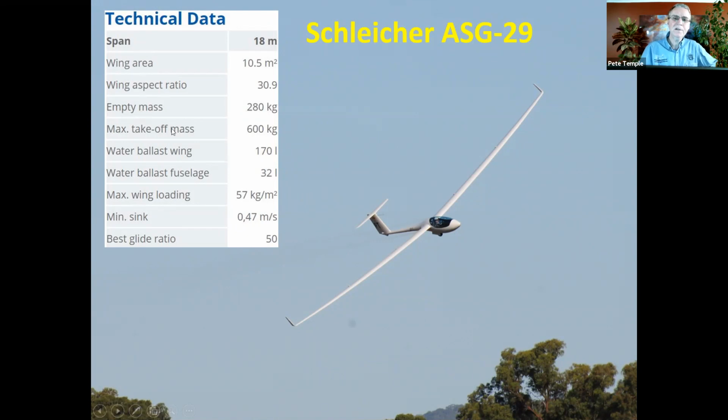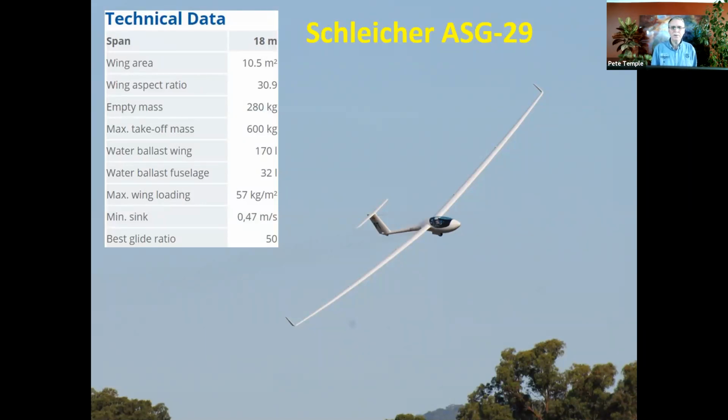I'll go right into the technical data here. I'll go right down to the bottom where it says best glide ratio 50. So that's 50 to 1, which means that from an altitude of 1 kilometre, so that's 3,280 feet, it will glide 50 kilometres, which is a long way. That's pretty astronomical. But actually, gliders have been able to do those sorts of figures for decades, particularly the gliders with a longer wingspan.